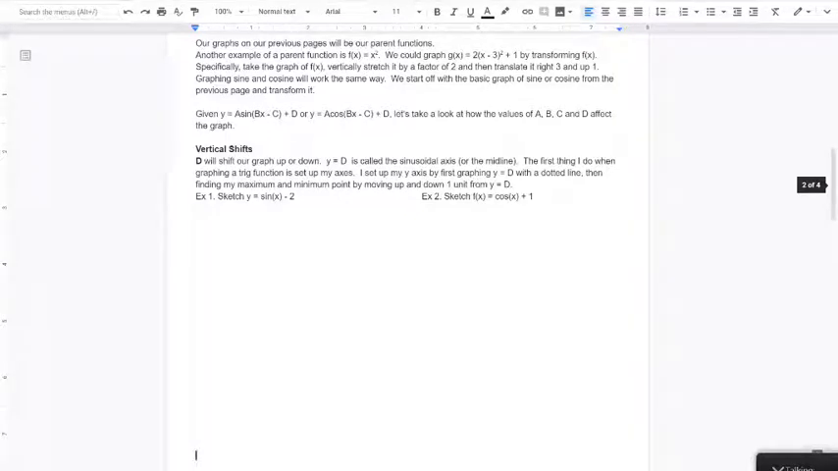Okay, so in the previous video we learned how to graph y equals the sine of x and y equals the cosine of x. And those are going to be our parent functions. I use that term because that's something you probably used in Algebra 2.